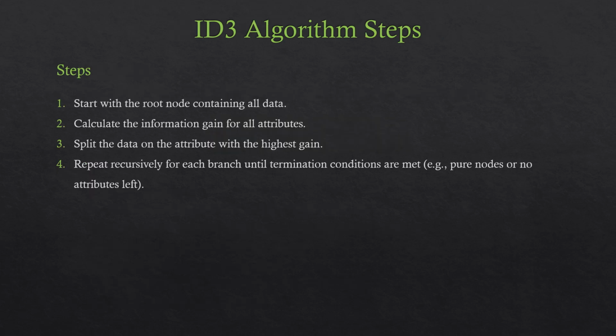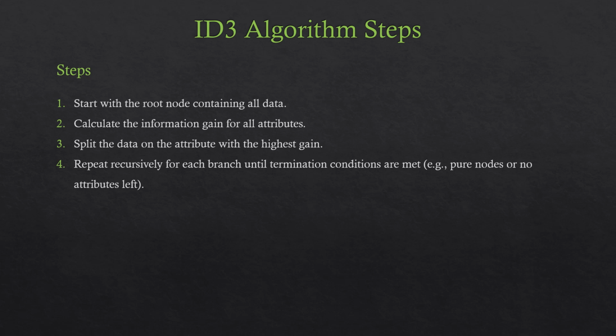ID3 algorithm is used to build a decision tree for classification tasks. Here is a step-by-step explanation of how it works. First, start with the root node containing all data. That means the algorithm begins with all the training data grouped into a single node called the root node. The root node represents the entire dataset.